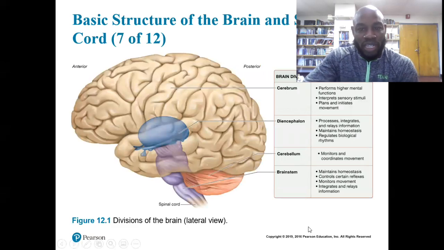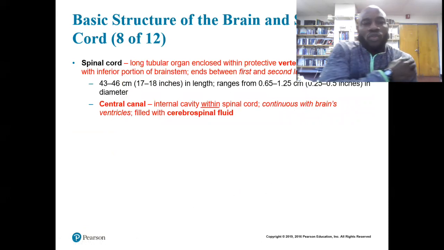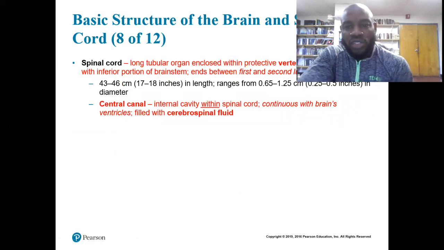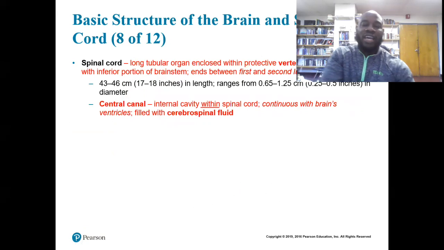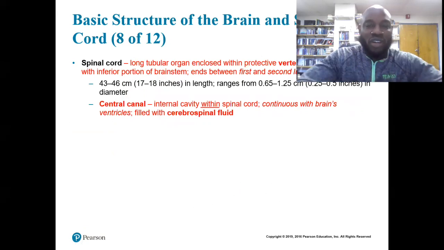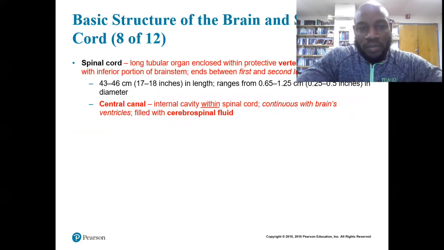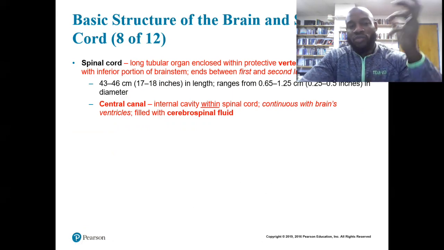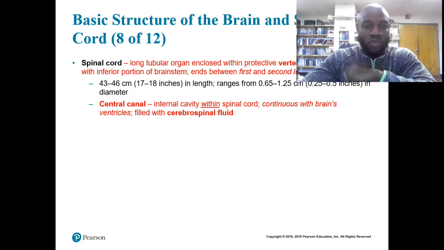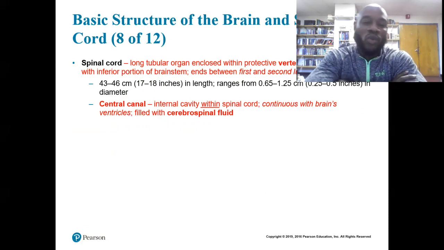All right, so that's your diagram again, your basic structure of the brain: the cerebrum, the big structure here, the diencephalon, the cerebellum in the back, bottom, and the brain stem that leads right to the spinal cord. Your spinal cord is a long tubular organ enclosed within the protective vertebral cavity. So in your vertebrae, in your spinal column, it blends with the inferior portion of the brainstem. So your brainstem goes right into your spinal cord. It's almost hard to tell sometimes where one ends and the other begins.